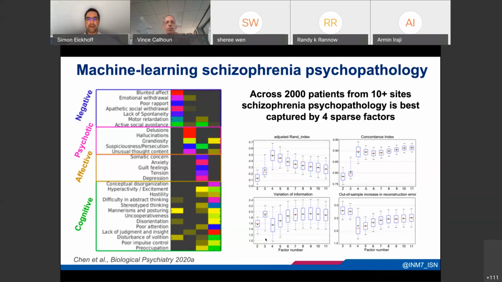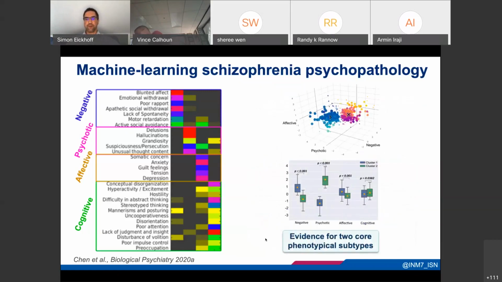So what we have at that point is a 4-dimensional structure of psychopathology that is very well generalizable across many different data sets. On top of that, it's also highly interpretable. If you are getting interested, and yes, I'm teasing here, you can actually use this because we have a website where you can just plug in your PANSS scores and get the dimension scores back.